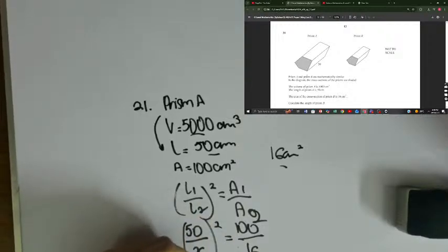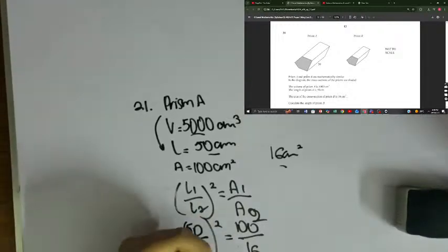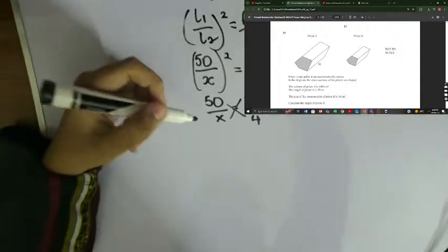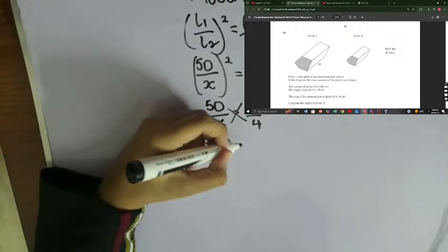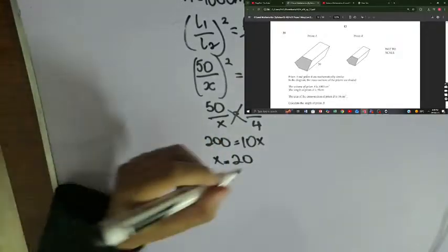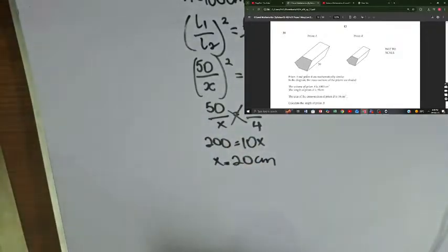So it becomes 50 upon x is equal to, 100 root is 10, upon 4. So now let's just cross multiply and find out the answer. This becomes 200 is equal to 10x. x is equal to 20. So the length of prism B is 20 centimeters.